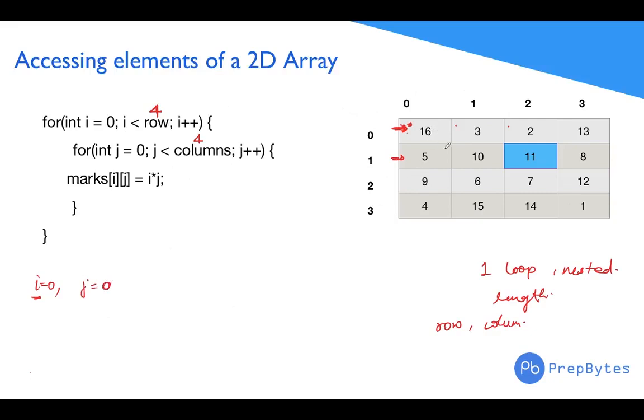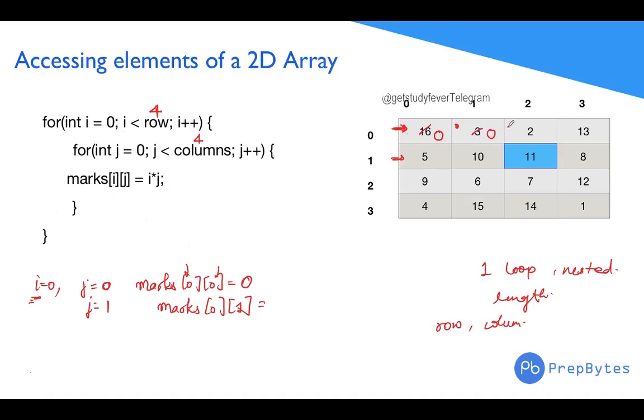Let's say here I'm just putting the values. So marks[0][0] equals i into j, which is 0. So this particular place will get the value 0. Now i remains 0, and we go from j equal to 0 to j equal to 1. Now we are at marks[0][1]. We first put the row and then the column, so this is the 0th row and first column. The value will become i into j, again 0 into 1 becomes 0. Similarly, for j equal to 2 we come here, this becomes 0. For j equal to 3 we come here.